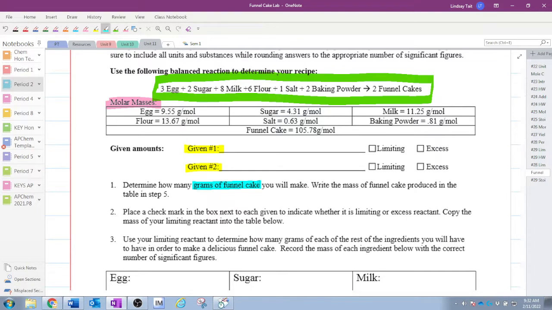Guys, that's a limiting reactant question. I have 2 givens. I have to calculate how much funnel cake each given could make. But when I have my 2 answers, what's the correct answer? The smaller one, the lesser one, right? So even though I might have enough milk or sugar to make more funnel cake, it won't matter, because once I'm out of egg, that's all the funnel cake that I can make. So for this calculation, it will require 2 T-charts, one for each of your givens, and they're both going to end with grams of your funnel cake.